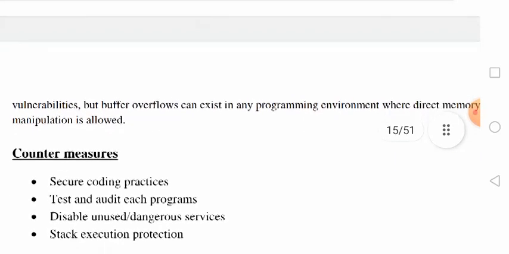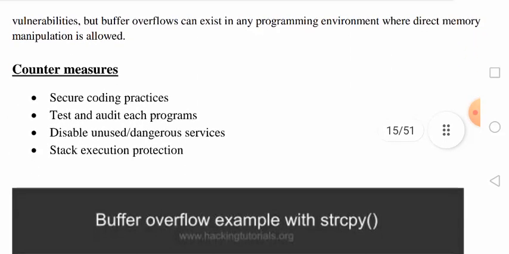Now, as countermeasures against the buffer overflow attack, we have four different things. First one is secure coding practices. Second, test and audit each program. Third, disable unused or dangerous services. Similarly, stack execution protection. So using these four countermeasures, we can safeguard our systems from the buffer overflow attack. You must keep one thing in mind when designing a web server: your web server must never allow a user to go into the memory directly.